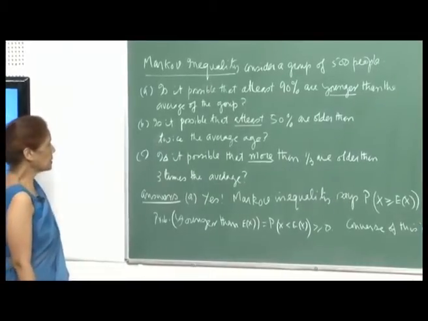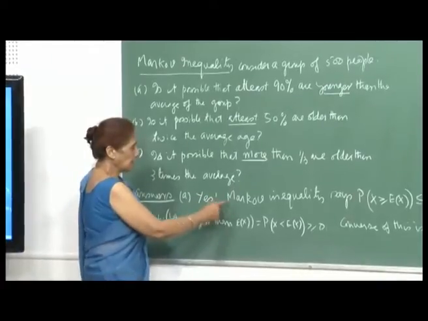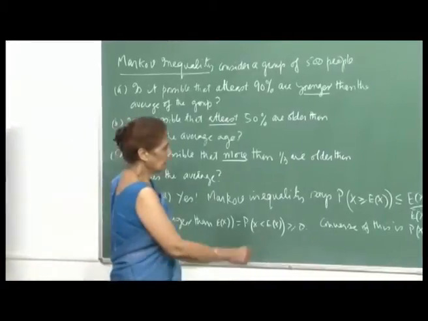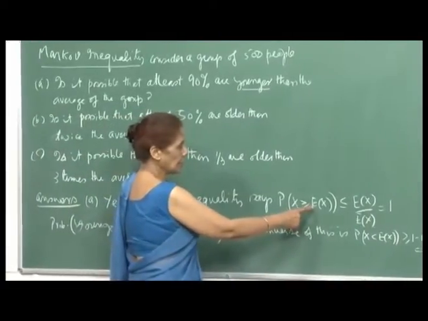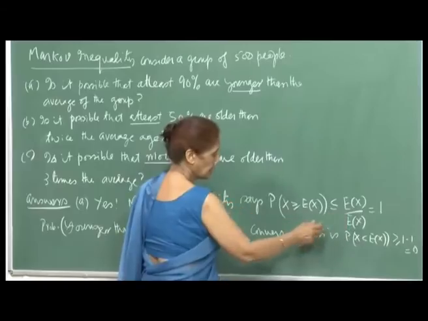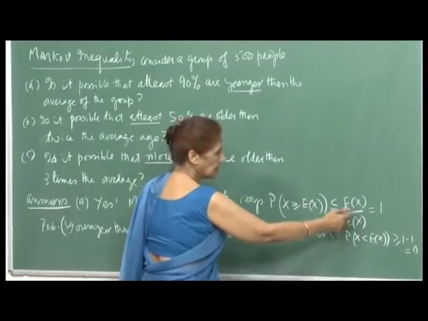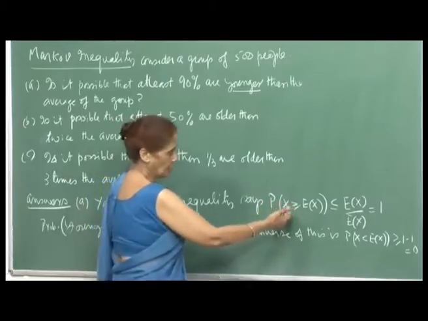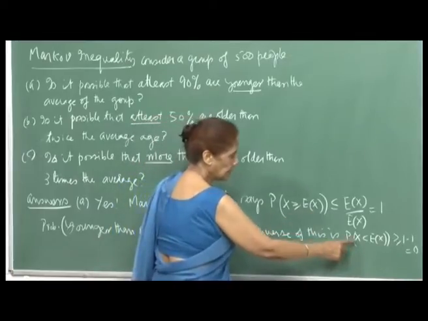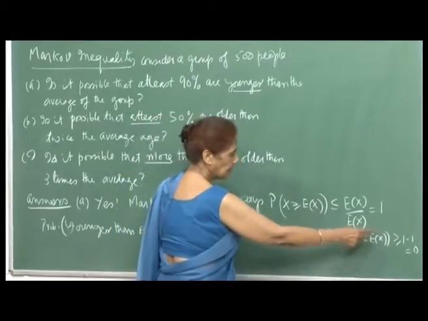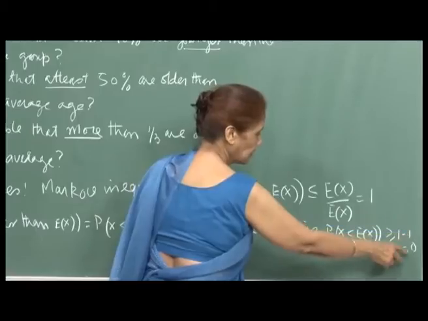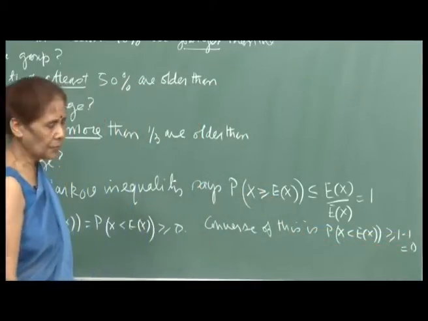So, for the first part, of course, the answer is yes, and I will explain why. But if you try to get the bound from the Markov inequality, the inequality says that for x greater than or equal to 0, the probability that x is greater than or equal to E x will be less than or equal to E x upon E x, which is equal to 1. So, that is no bound, because you know that all probabilities are less than or equal to 1. The converse of this event would be probability x less than E x, which would then be greater than or equal to 1 minus 1, which is 0. So, again this does not give you any information.